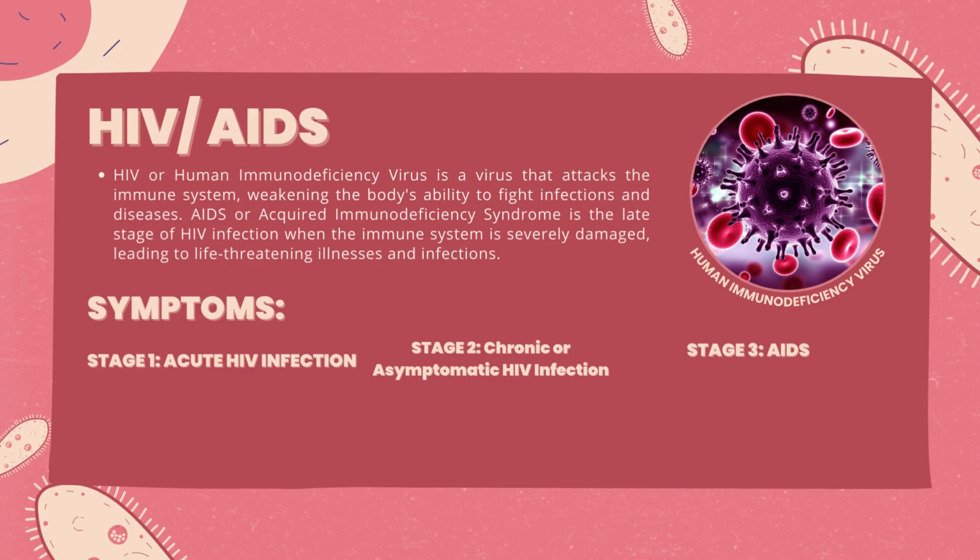HIV or AIDS. HIV, or human immunodeficiency virus, is a virus that attacks the immune system, weakening the body's ability to fight infections and diseases. AIDS, or acquired immune deficiency syndrome, is the late stage of HIV infection, when the immune system is severely damaged, leading to life-threatening illnesses and infections.